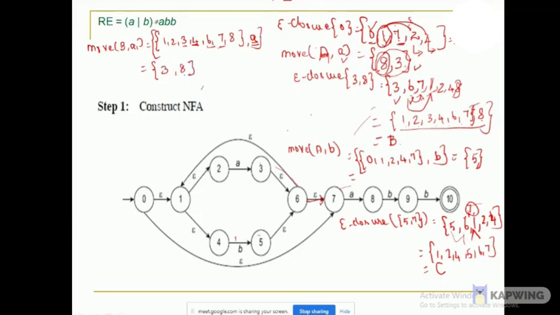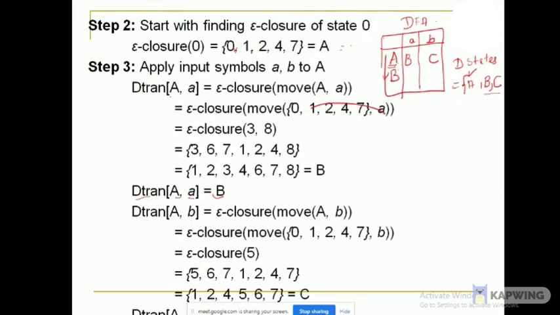So 3, 8. Now, if you find the epsilon closure for this 3, 8, already we have studied this one, right? Epsilon closure of 3, 8 will give you 1, 2, 3, 4, 6, 7, 8. That is the same state B. So no need to do it again. So let the state be B, which is the D state, right? So directly here we can mention B on A, it is moving to B.